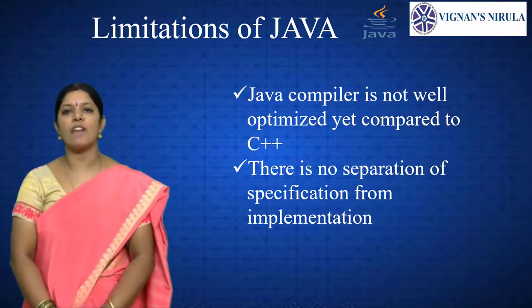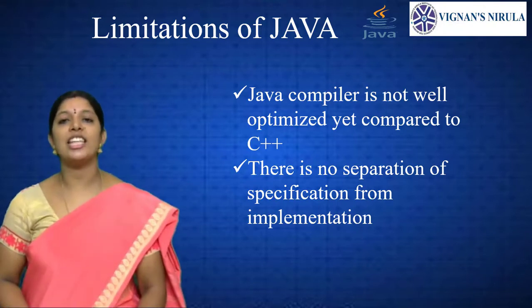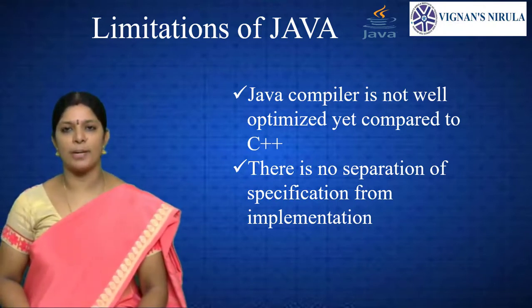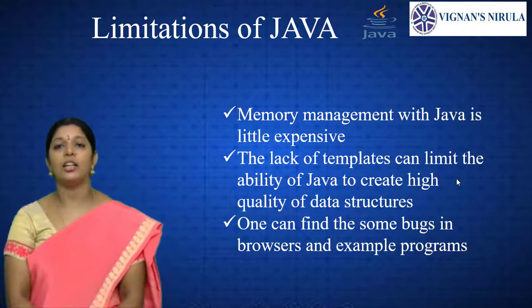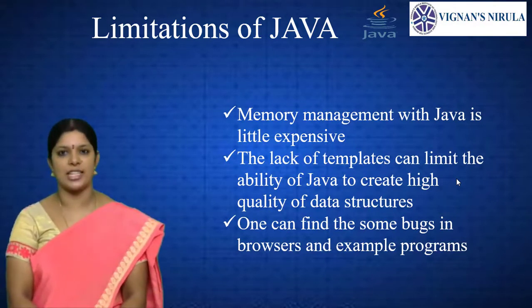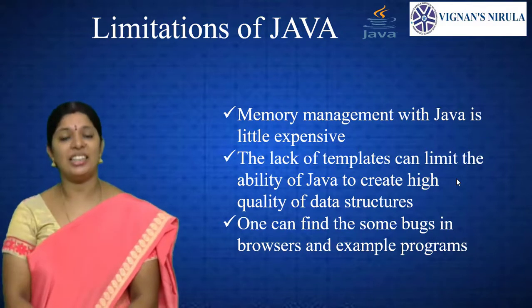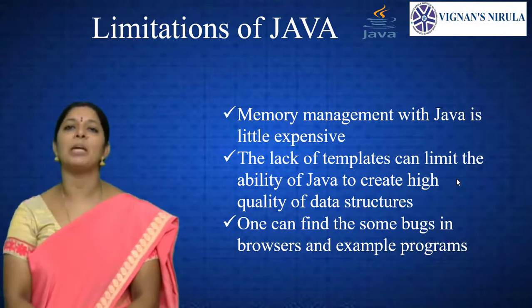Coming to the limitations of Java programming. Java is slow and has poor performance. Java takes more time to compile programs, there is no specific implementation separation in Java, and memory management in Java is somewhat expensive. Java has limited ability to create high quality templates. And in Java programming, there are many bugs in the browsers and the example programs.